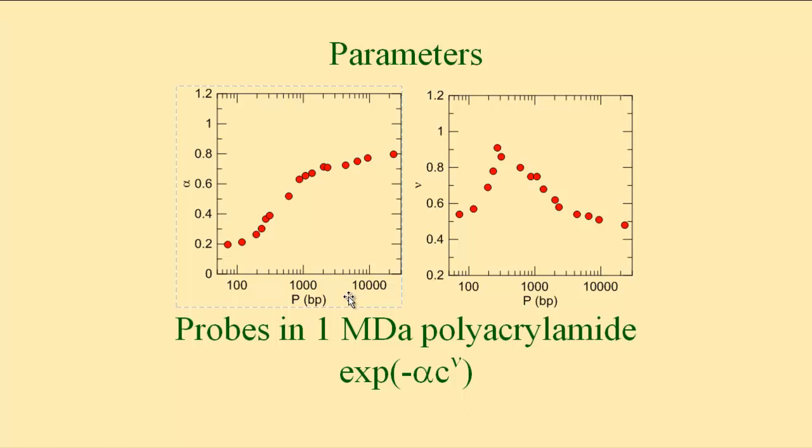These two graphs show us, for probes in 1 megadalton polyacrylamide, again the beautiful data of Barron et al. And I've plotted alpha and separately nu versus probe size. You see alpha ramps up as you make the probes larger. Nu has this funny, actually fairly sharp peak for probes of a particular size and is lower on both sides. And therefore there really is a phenomenology here.